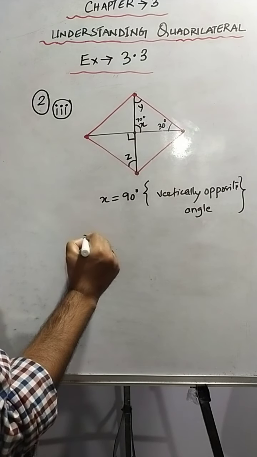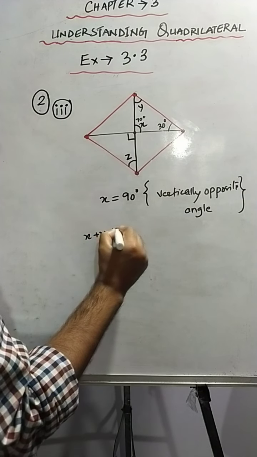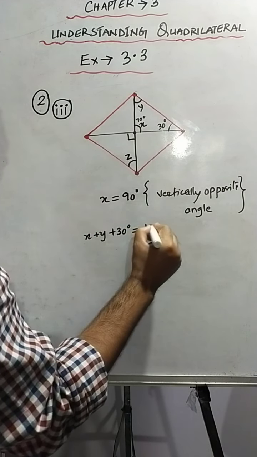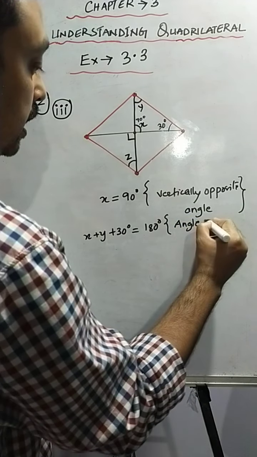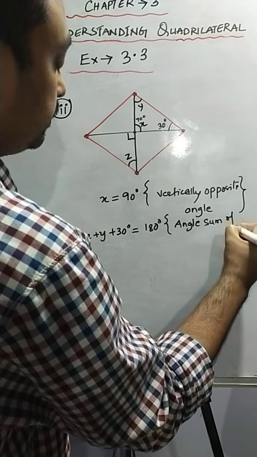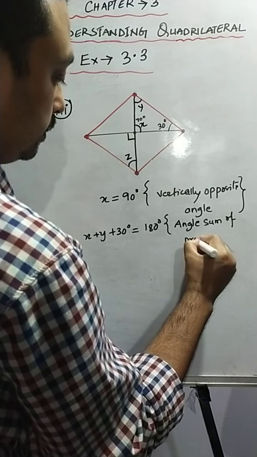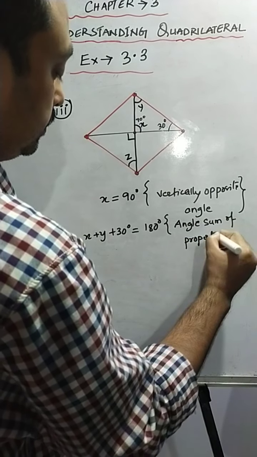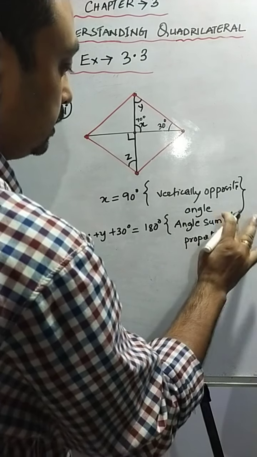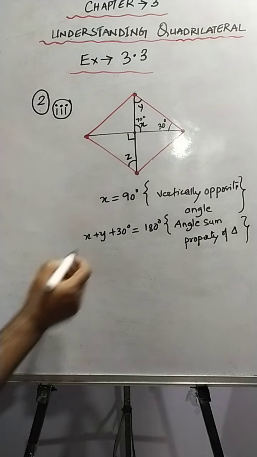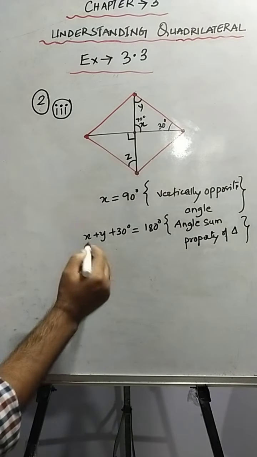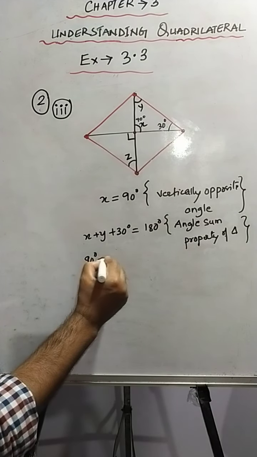So we'll write x plus y plus 30 degree is equals to 180 degree. And why are we writing this? Because this is the angle sum property of a triangle. Okay, now we know the value of x, that is 90 degree. In place of x, we'll put 90 degree.